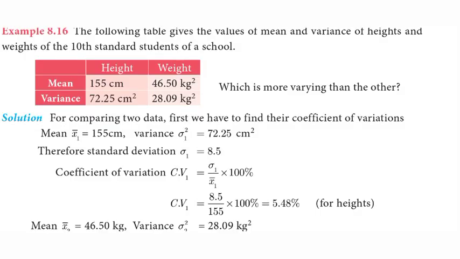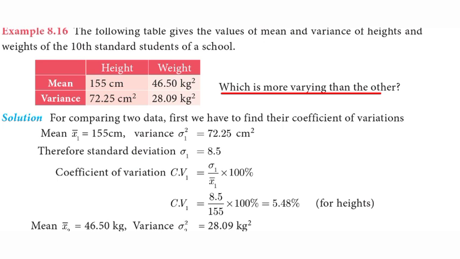Next, example 8.16. The following table gives the value of mean and variance of height and weight of the 10th standard students of a school. Mean height 155 centimeter, weight 46.50 kg; variance of height 72.25 centimeter square, weight 28.09 kg square. Which is more varying than the other?